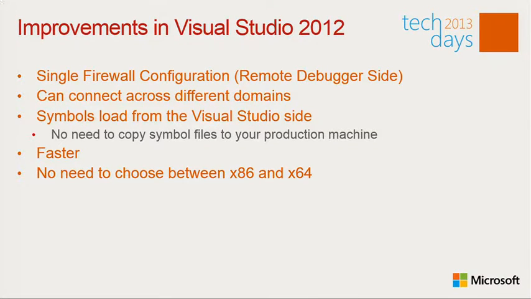It can connect across different domains now. So if you have a production environment where all of your development happens on domain A, and even your staging and your production code is running on domain B, in previous versions of Visual Studio, the remote debugger could not talk across that boundary, but that's no longer the case. Now it can. And in fact, it can talk from a domain to a non-domain machine if you want it to.